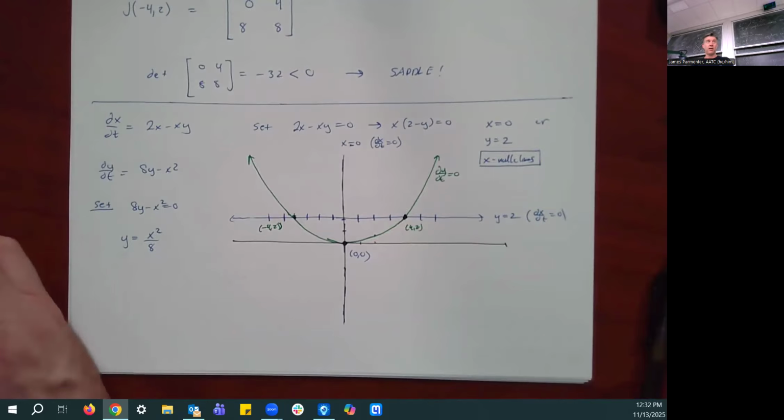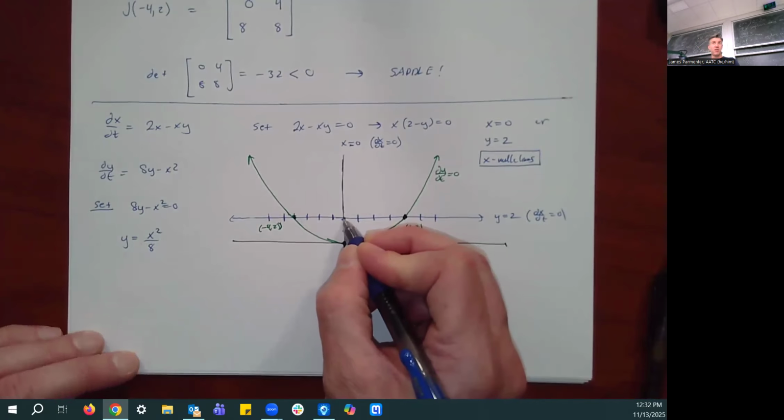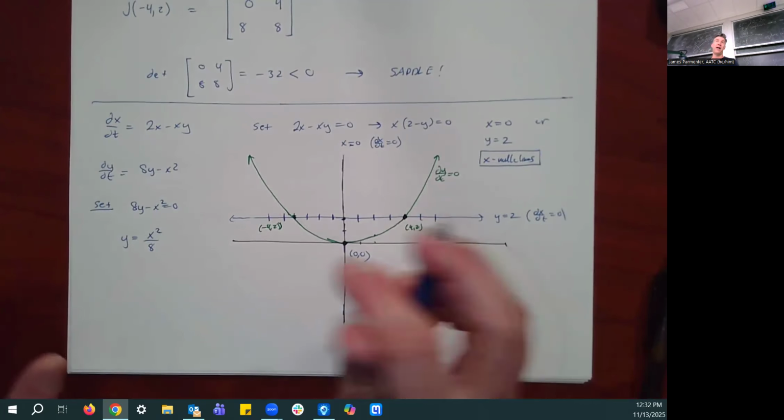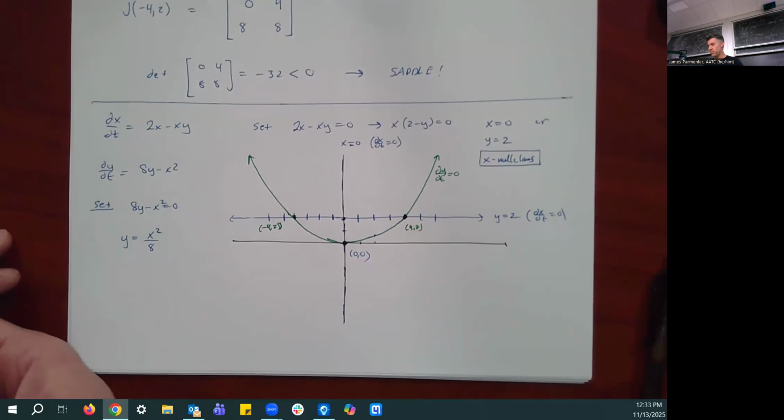I should mention, and this actually kind of goes with what I was saying before, this point here, 0 comma 2, where the x nullcline crosses the other x nullcline, is not an equilibrium. It doesn't make both derivatives equal to 0 at that point. Cool.